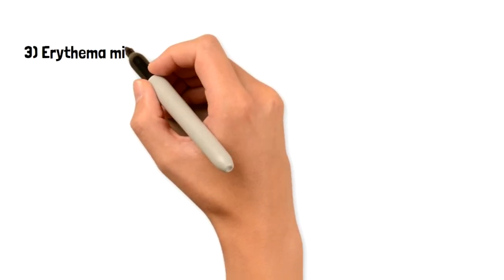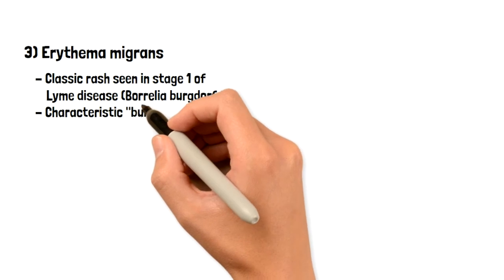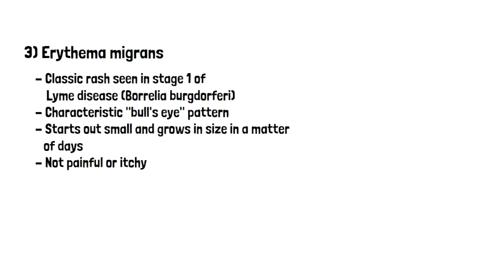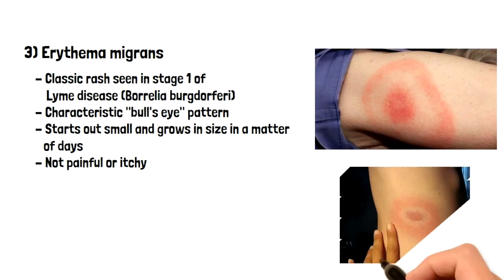Now we have erythema migrans. Now this type of rash is specifically seen in Lyme disease. In fact, in the first stage of Lyme disease. It kind of looks like a bullseye. The rash has a small round red center and an outer red part, and it starts out small and grows. And this rash is not going to be itchy or painful.